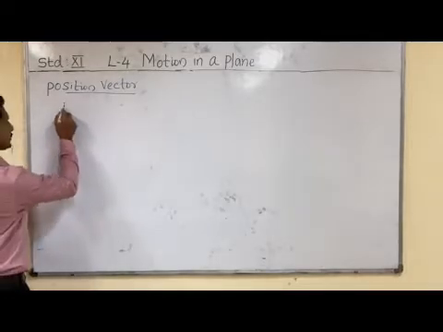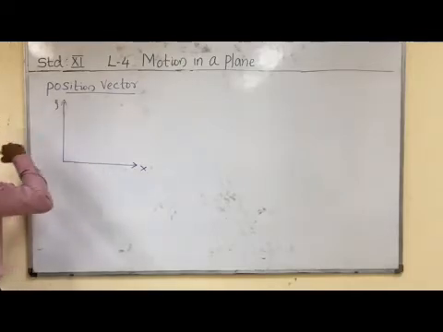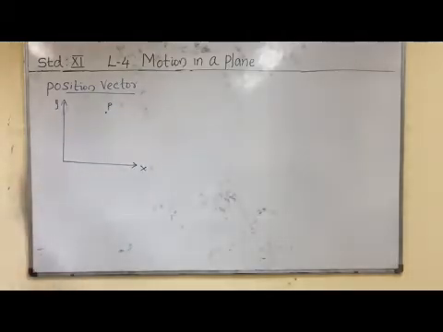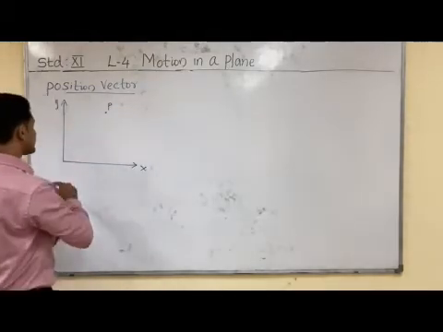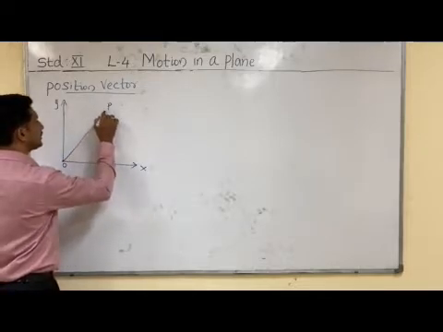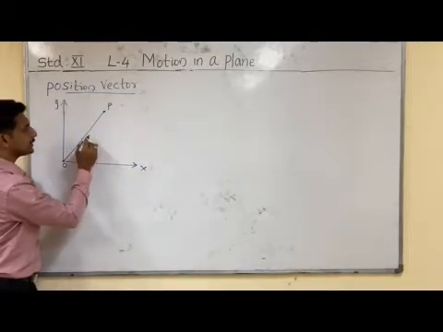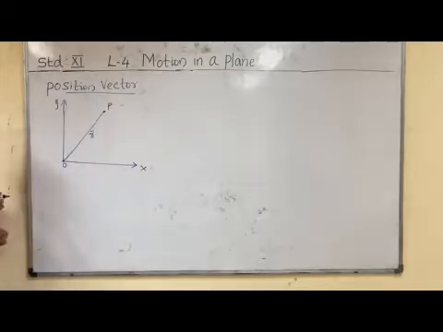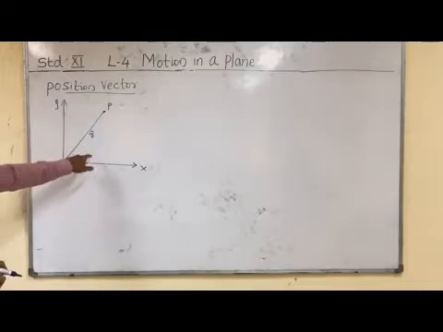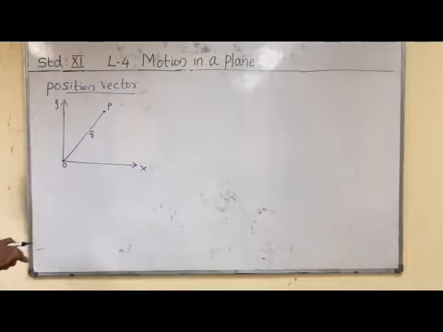Suppose we are considering a situation with x coordinates and y coordinates like this. Let P be the position of this particle at any instant of time. If a vector is drawn from the origin to the position of a particle at any instant of time, that is what we represent as the position vector. In this case, R is the position vector of this particle P at any instant of time.